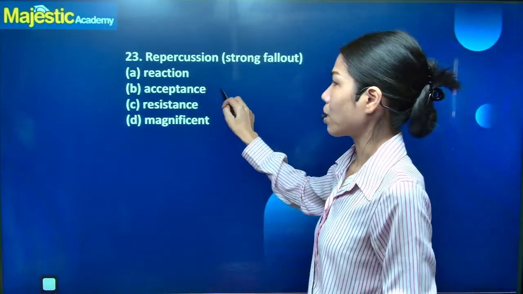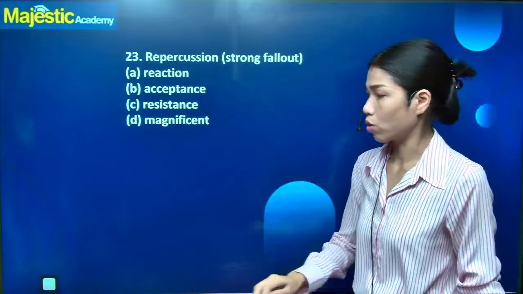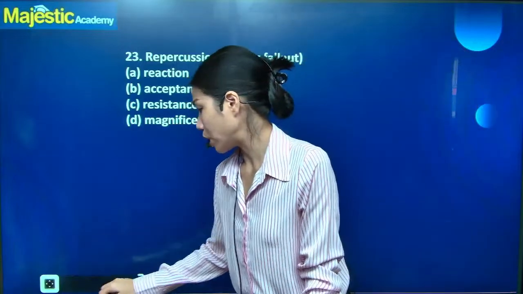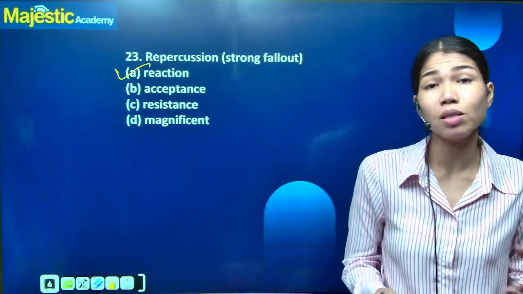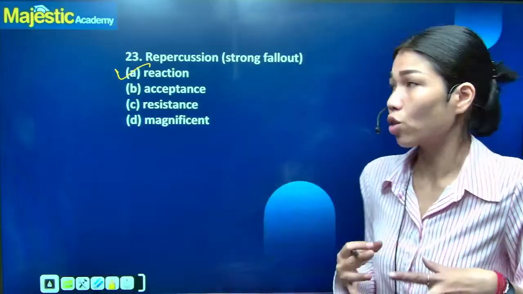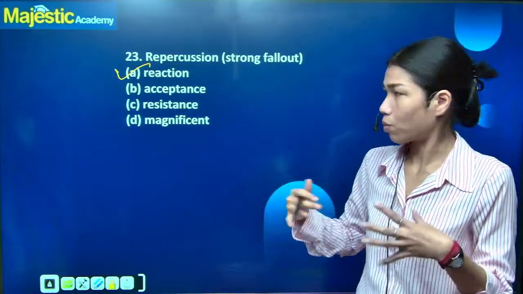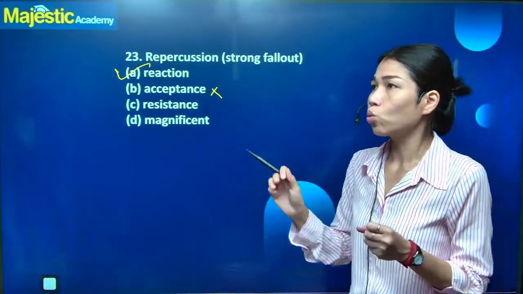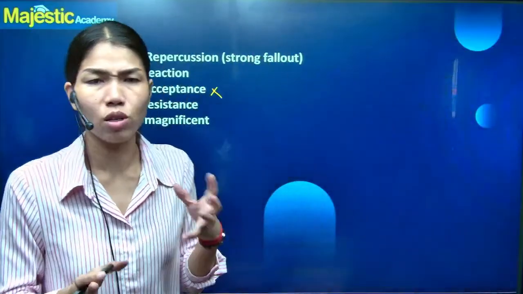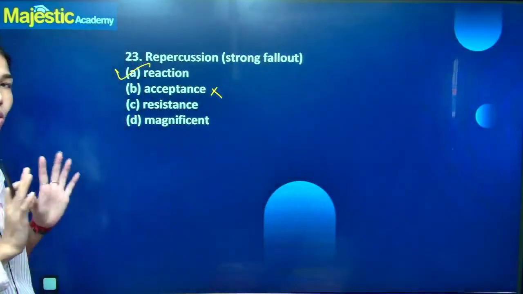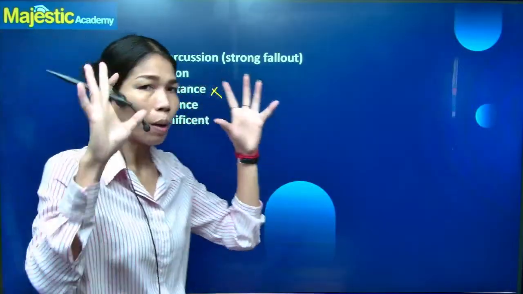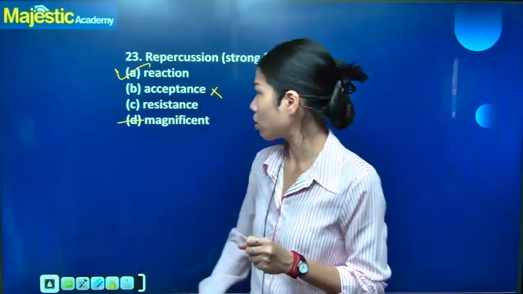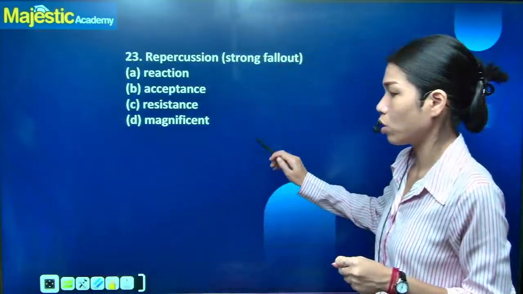Reaction, acceptance, resistance, and magnificence. So with the given option, we directly got to know the answer has to be reaction. Repercussion means result of something, so reaction of something. Acceptance means to accept something. Resistance means to resist something, to resist someone from something. Okay, or as we say in Hindi, to refuse something. Magnificent means something which is very big in nature. So option A is the answer for question number 23.